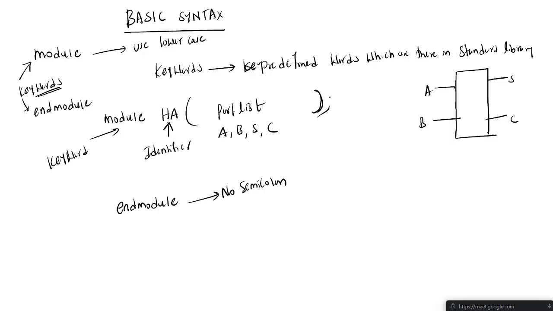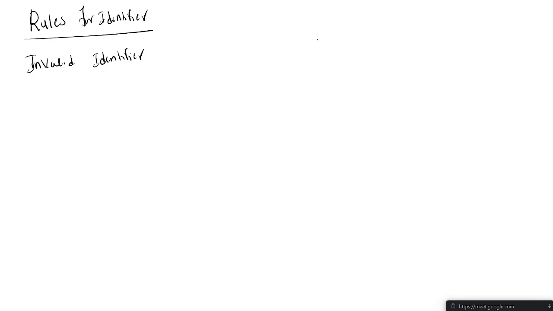Did you understand how to write the code? So this is nothing but what we can call an identifier, or we can call it the module name. Now, the rules for the identifiers. If you see the rules for the identifier or module name, you have invalid identifiers and valid identifiers.